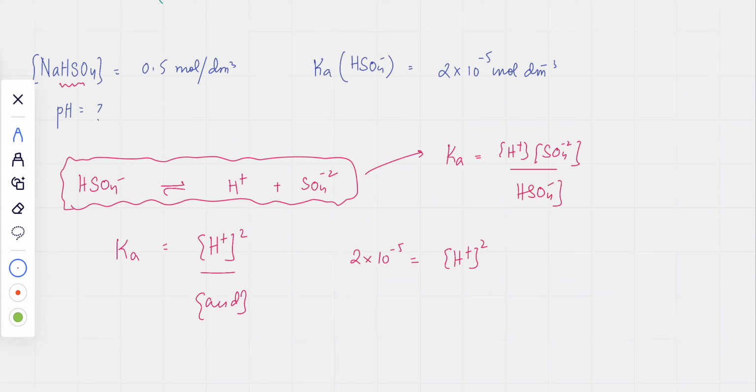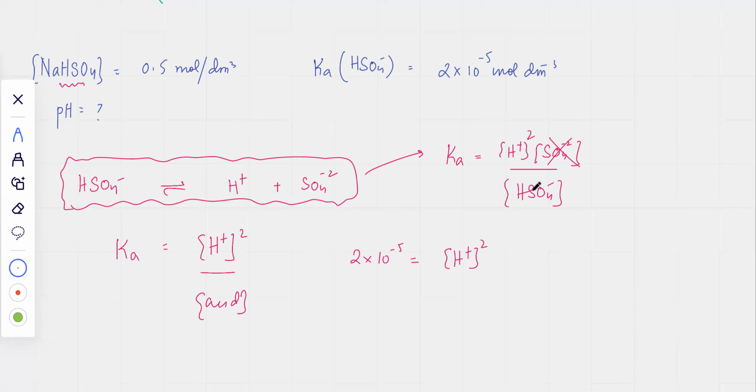But then I told you that this H+1 and SO4 minus 2 would be produced in equal quantity if this dissociates. So these two ions have the same value. So instead of writing SO4 minus 2, you can just express it as H+1 and square it. Is this clear?